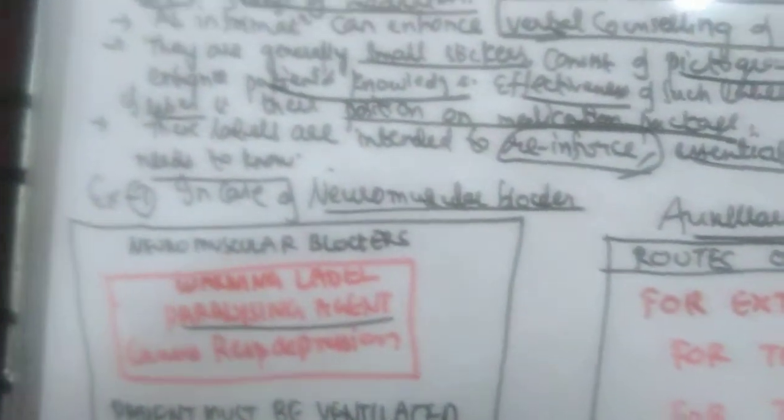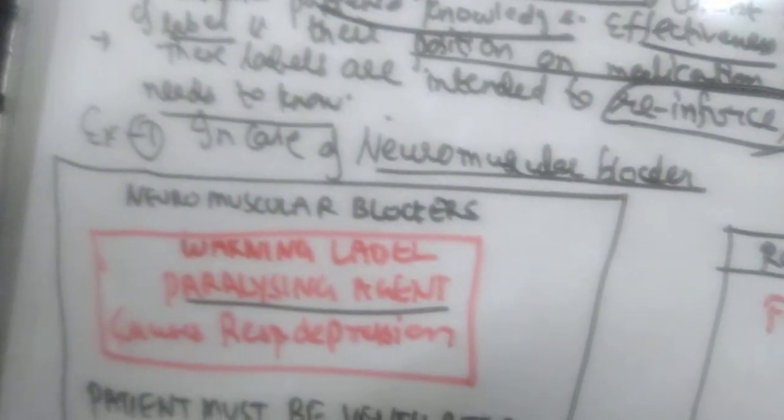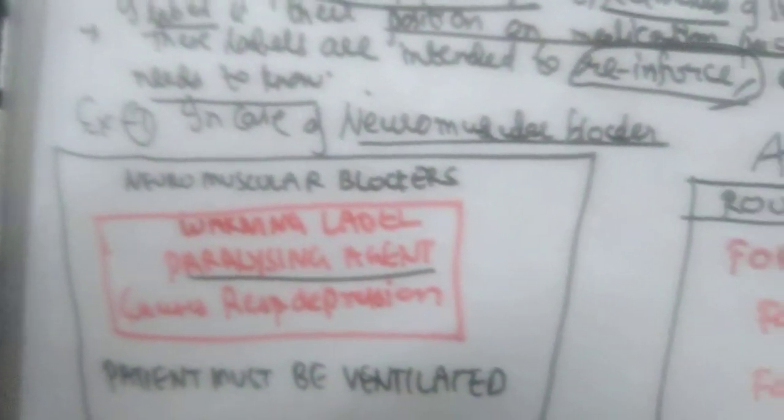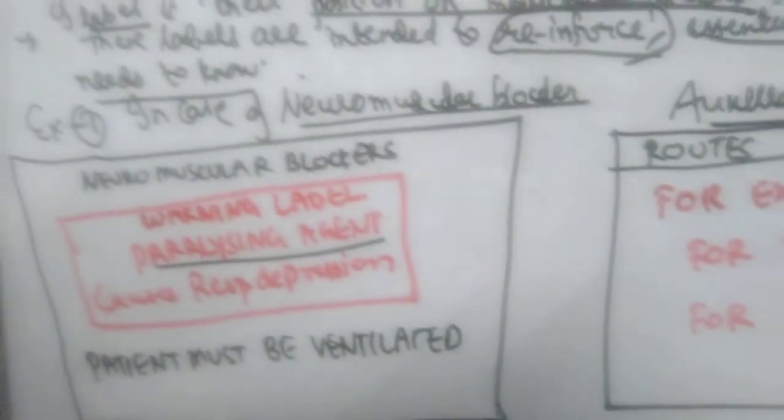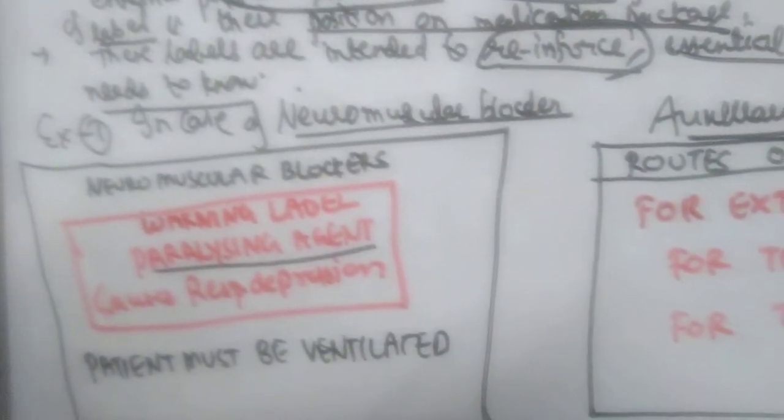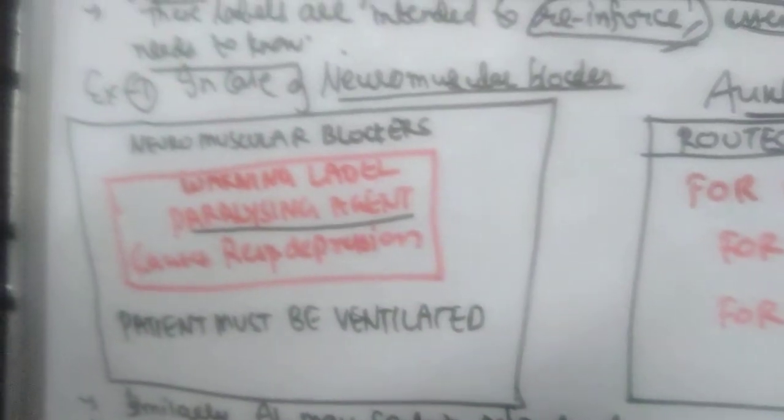So the patient must be ventilated in case of a severe dose, or if the patient has taken it twice. So the warning label should be that it's a paralyzing agent, it can cause respiratory depression. So whenever you feel any symptoms, the patient must be ventilated immediately. Okay, so this is the auxiliary label in case of a neuromuscular blocker.